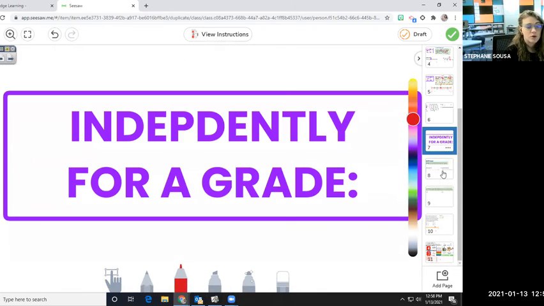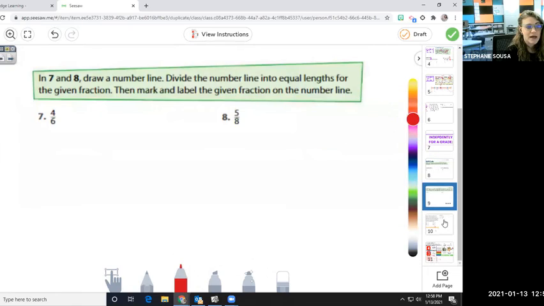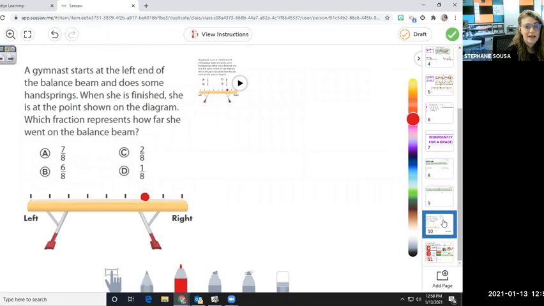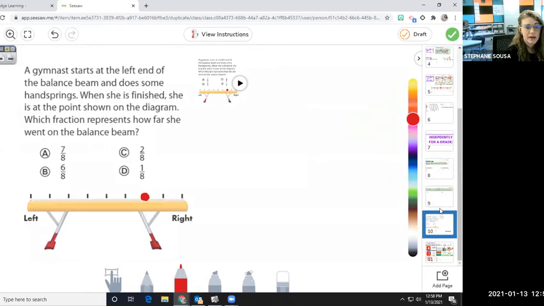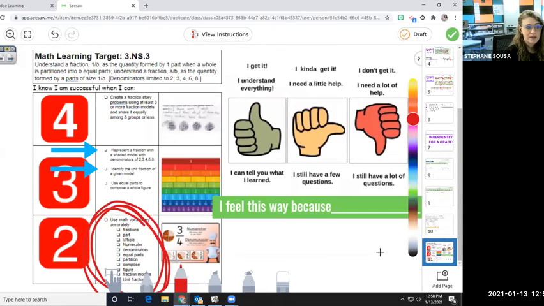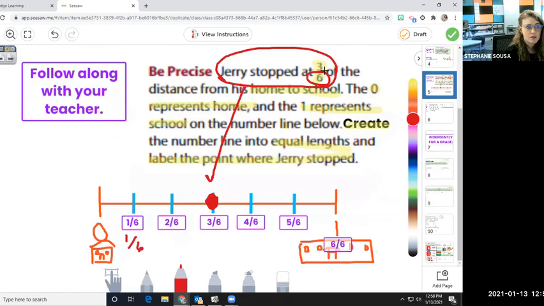So again, you're going to complete 8, 9, and 10 for a grade. 8, 9, and 10 are being graded. 11 is also being graded because it's not a choice. If you don't turn this in, you are missing points, okay? You will click the check when you are sure that you have answered all parts of the question. That is your independent work for the day.